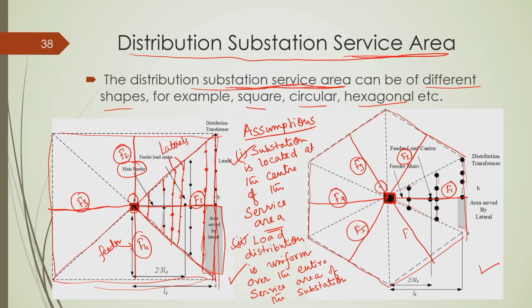So, for each of the feeders, the service area under this feeder is triangular, and each feeder is associated with many such laterals, and the load distribution for each feeder is assumed to be uniform. So, these are the things you have to know before we start this analysis. Okay. And there are some nomenclatures also.